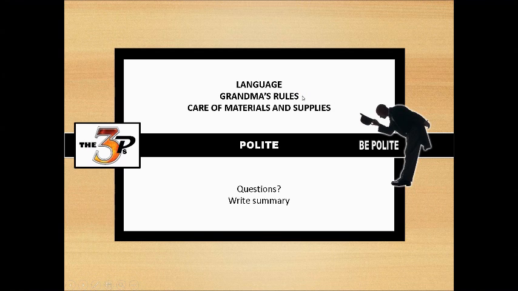Grandma's rules. Grandma is smarter than you think, and as you get older you will realize it. My grandmother had 3 big rules. 1, say please and thank you. 2, do unto others as you would have them do unto you, the golden rule. And 3, if you can't say anything nice, find something nice to say.